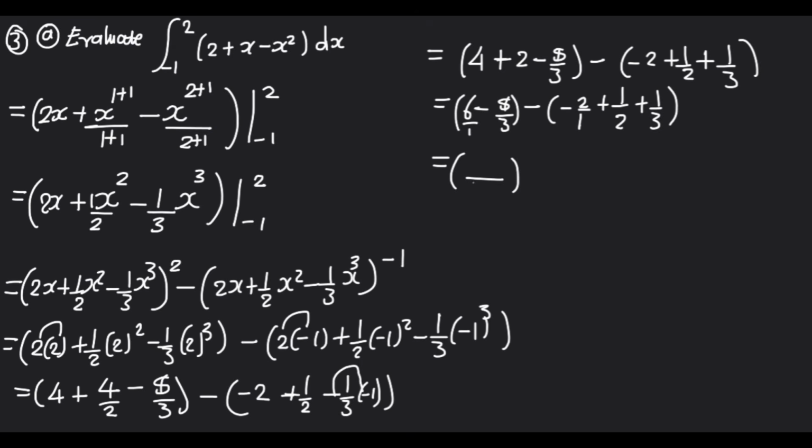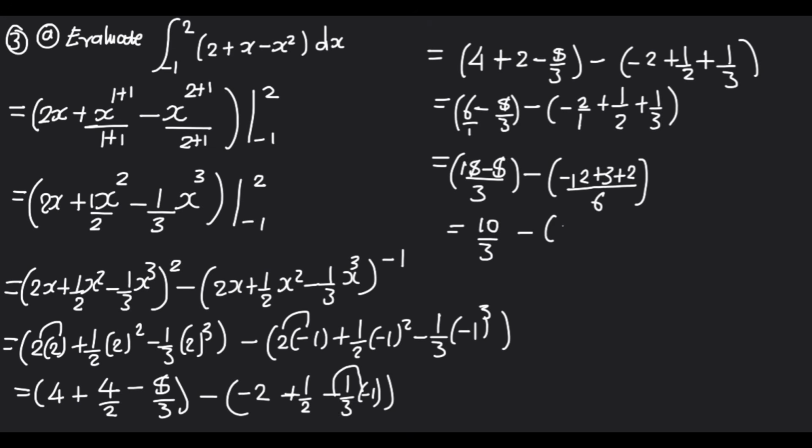For the first part it is 3, then we divide 1 into 3 is 3 times 6, that is 18, minus 3 into 3 is 1 times 8, that is 8, minus, let's look at the lowest common denominator for these three numbers, it is 6. Then 1 into 6 is 6 times the -2, that is -12, plus 2 into 6 is 3 times 1 is 3, plus 3 into 6 is 2 times 1, that is 2. From here, 18 minus 8 is 10 over 3.